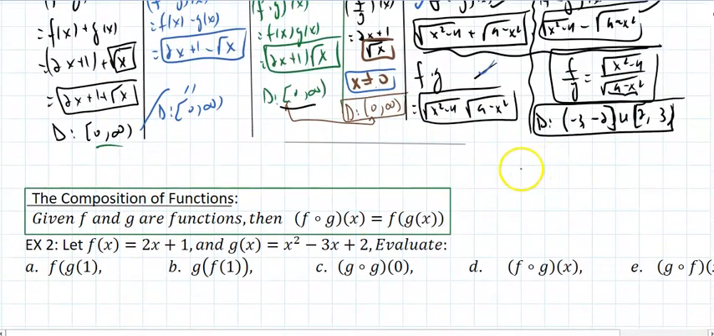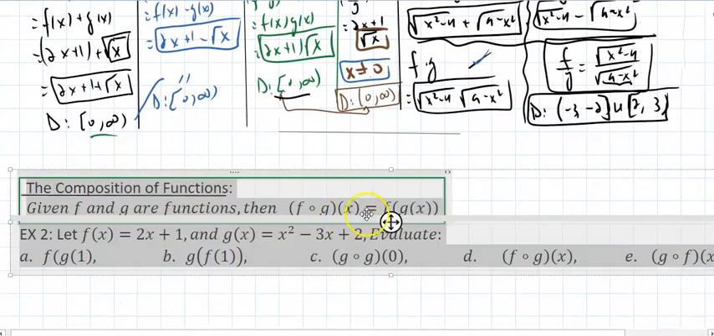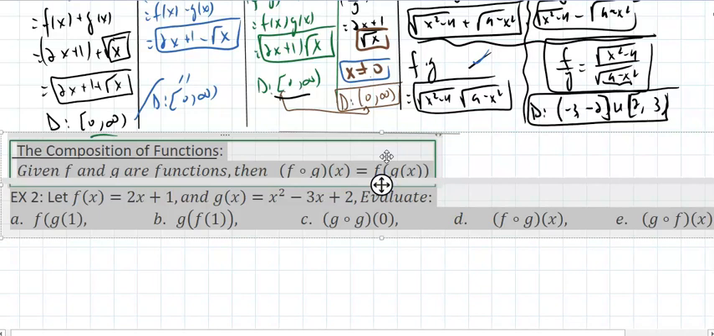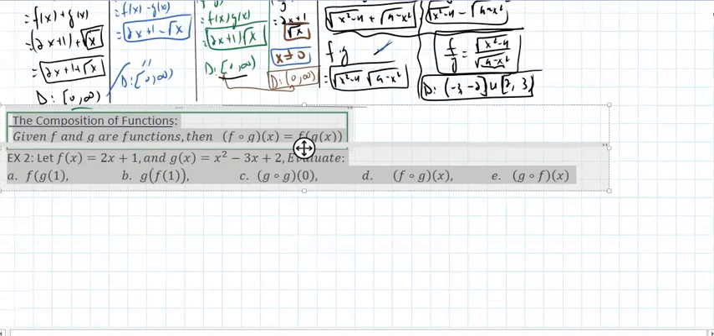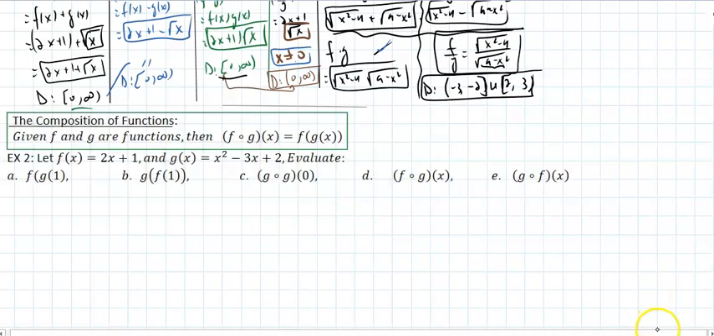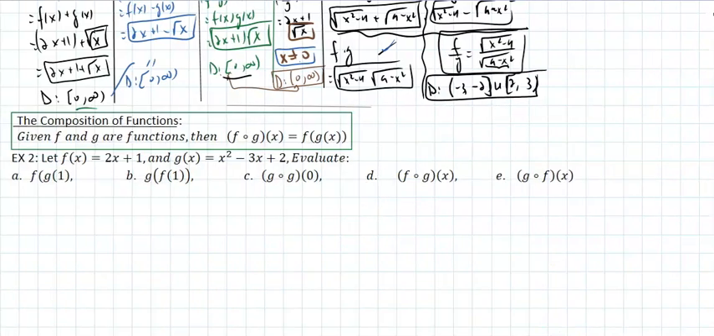Now, composition is a slightly different game. A bit annoying in the beginning, but we'll get the hang of this. That's how we normally do it. So if I look at what a composition is, given f and g are functions, the composition f of g of x, or f composite g of x, it's kind of like g of x, and you take f of that.